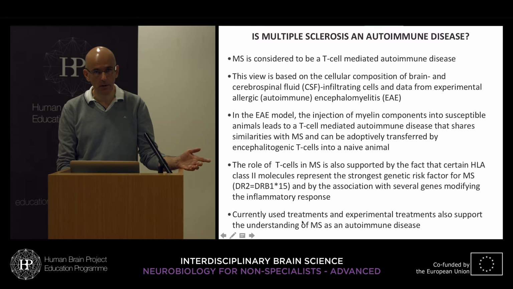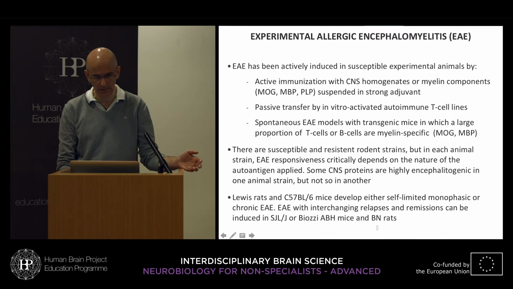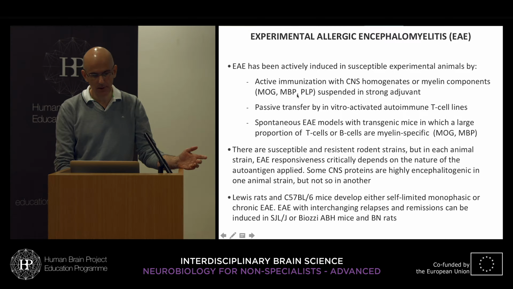And finally, and most importantly, all currently used treatments and experimental treatments also support the understanding of MS as an autoimmune disease. The EAE model, as I mentioned before, can be induced in susceptible experimental animals by active immunization with CNS homogenates or myelin components. Examples are shown here: myelin oligodendrocyte glycoprotein, MBP, and others. Importantly, this only works if you use a strong adjuvant like complete Freund's adjuvant.